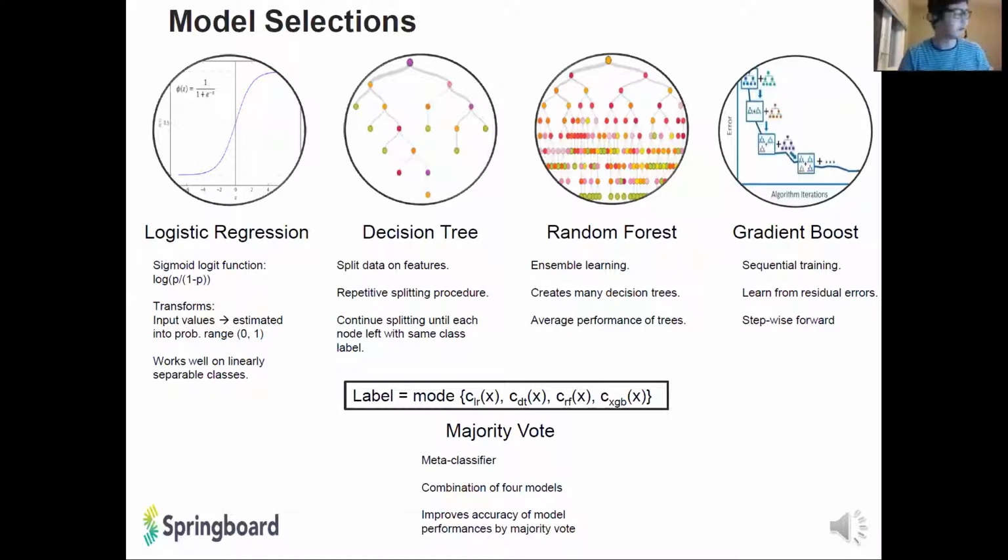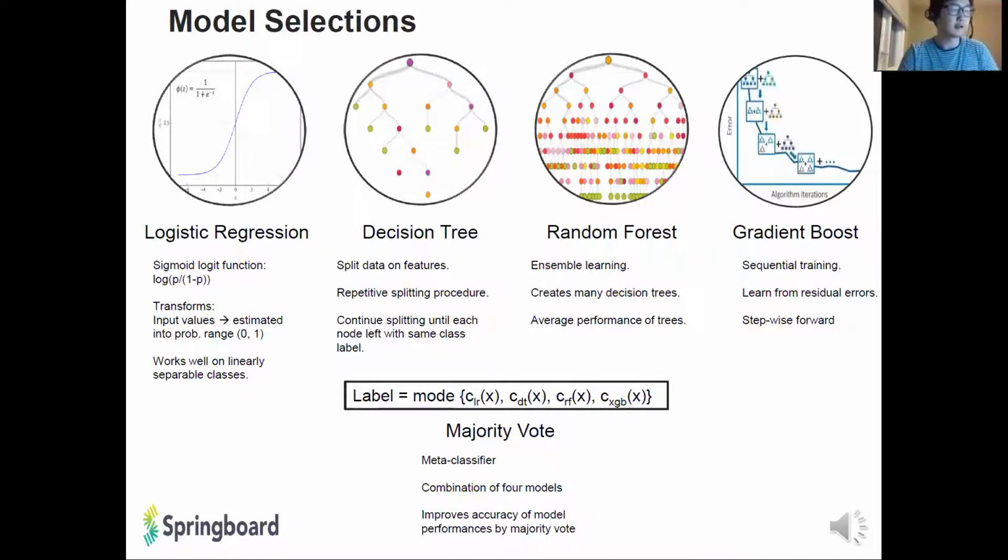It works well on linearly separable classes. And then the second model was a decision tree. Basically, it splits the data on the feature that I selected, and repeats this splitting procedure until each tree node is left with the same class label, meaning that every sample is either only non-stroke cases or only stroke cases. And the random forest is a type of ensemble learning model. Basically, it creates many decision trees and averages the performance of the tree predictions.